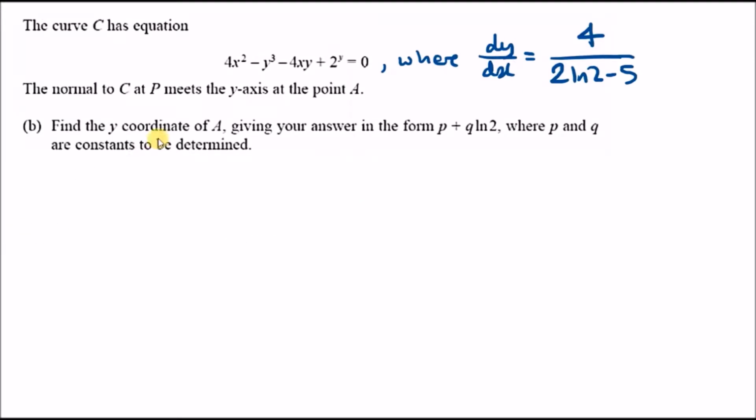So the normal to C at P meets the y-axis at the point A. Okay, so we're going to have a negative reciprocal gradient. Find the y-coordinate of A, giving your answer in the form p plus q log 2. So the bottom line is the normal to C at point P. This is point P, by the way.